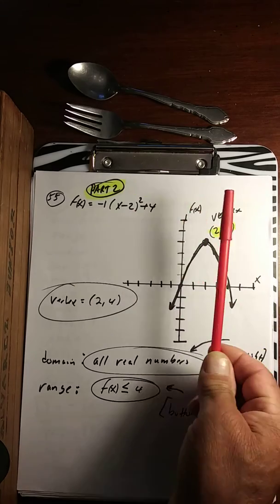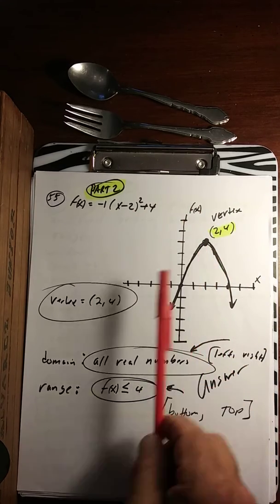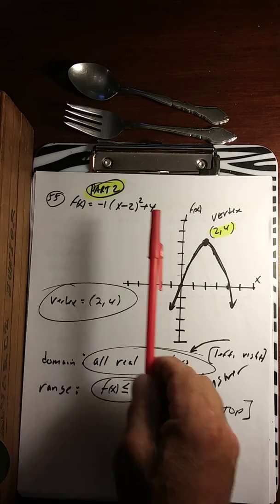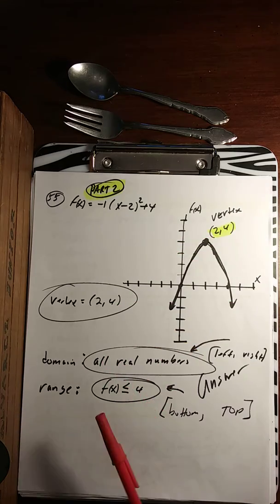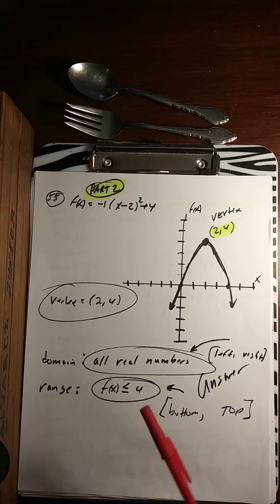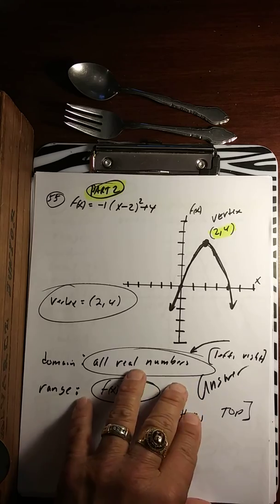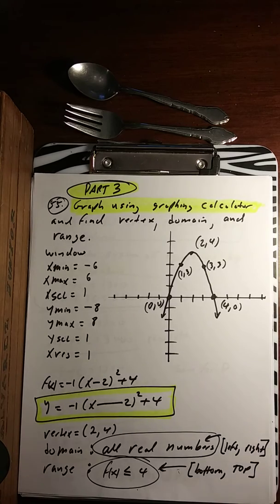So domain, let's see, vertex is there. Domain is all real numbers. And the range is, it's going to start right here. What's the highest part? It goes to 4. So f of x is going to be what? 4 this way. So f of x is less than or equal to 4. That way.